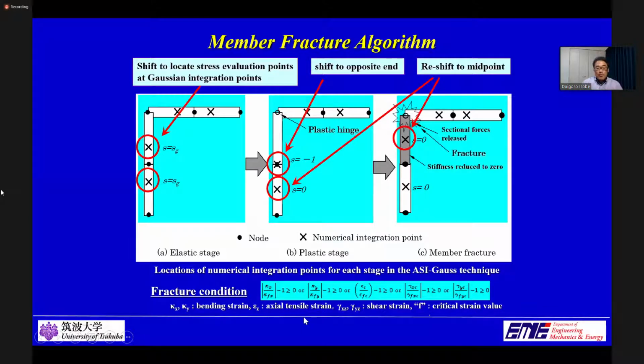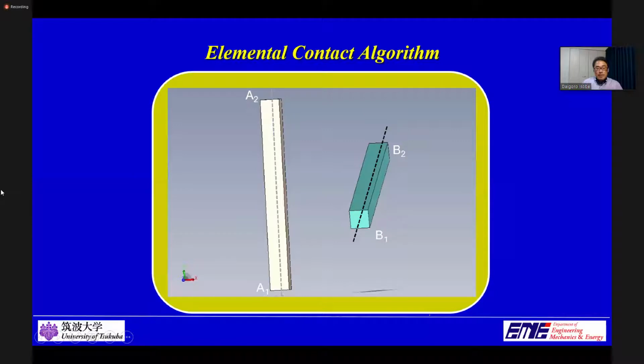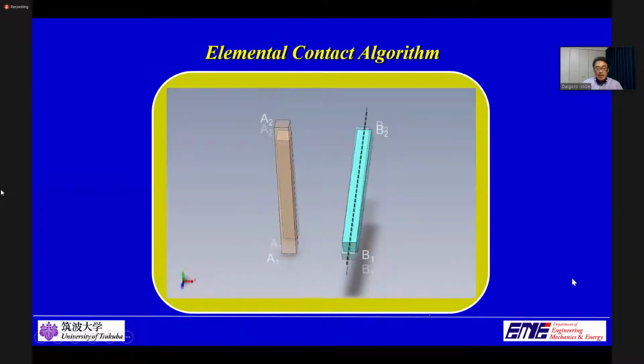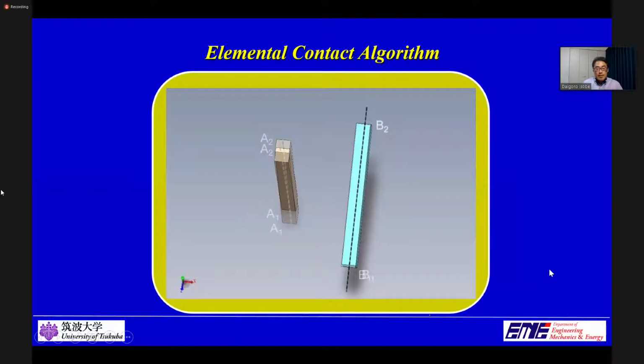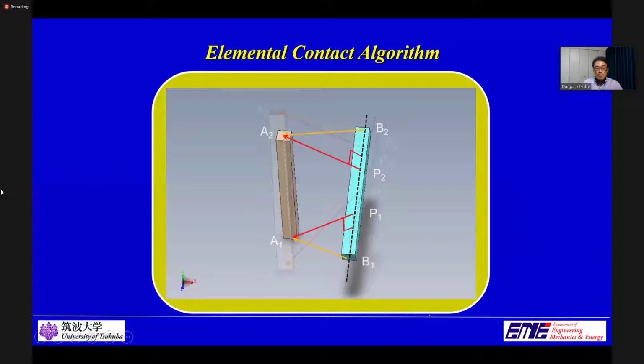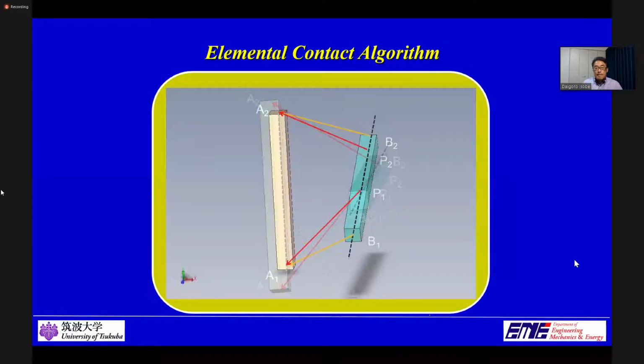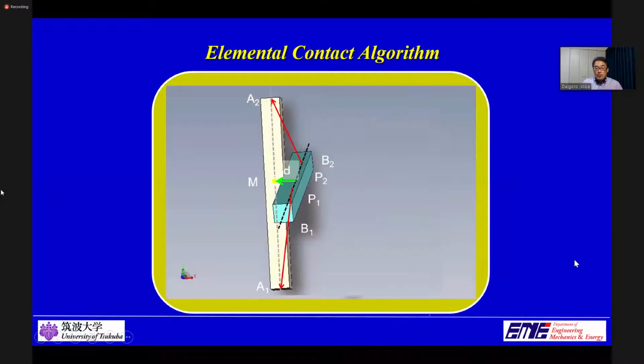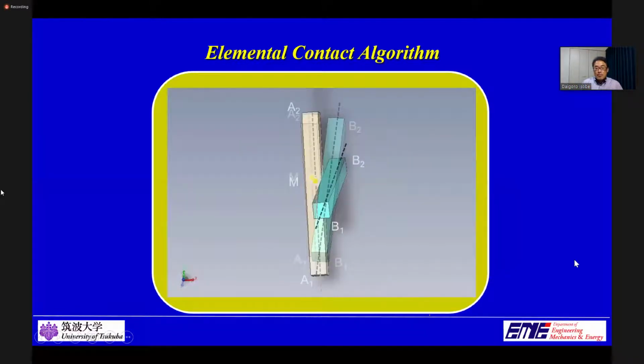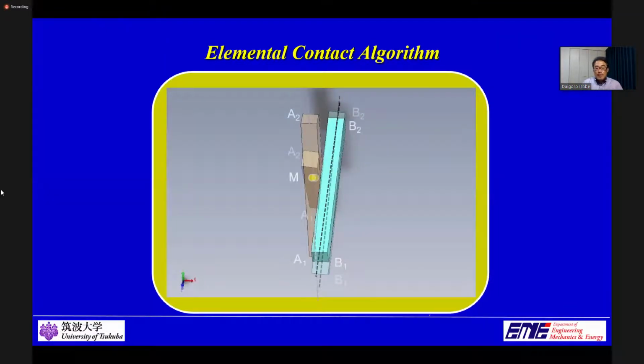For the elemental contact algorithm, let me show you this animation to give you the image. Contact determination is done by examining the distance between two colliding elements using geometrical relations of 4 modes. Two elements are determined to be in contact if both of these angles are acute. Two elements are bound with a total of 4 gap elements as shown in this animation.